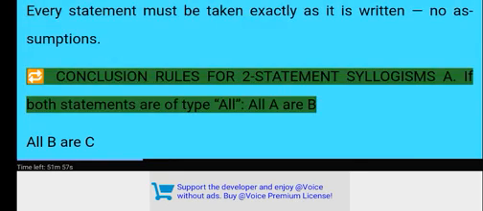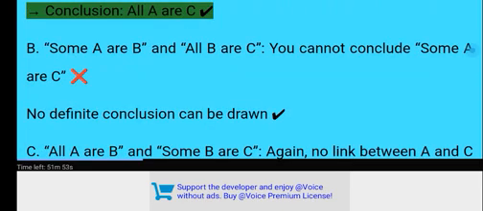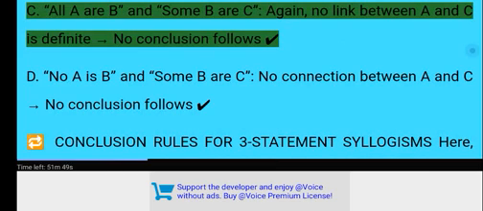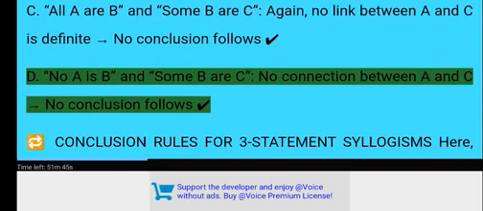Conclusion rules for 2 statement syllogisms. A: if both statements are of type all A are B, all B are C, the conclusion is all A are C. B: some A are B, and all B are C, you cannot conclude some A are C; no definite conclusion can be drawn. C: all A are B, and some B are C, again no link between A and C is definite; no conclusion follows. D: no A is B, and some B are C, no connection between A and C; no conclusion follows.